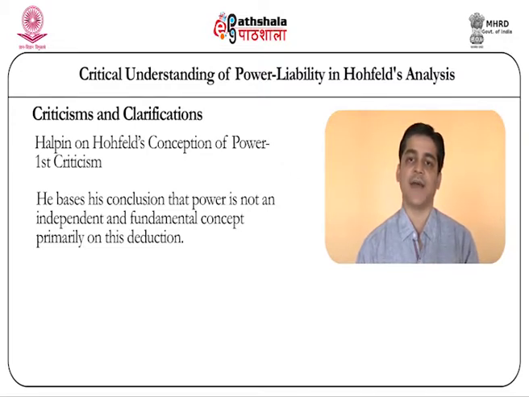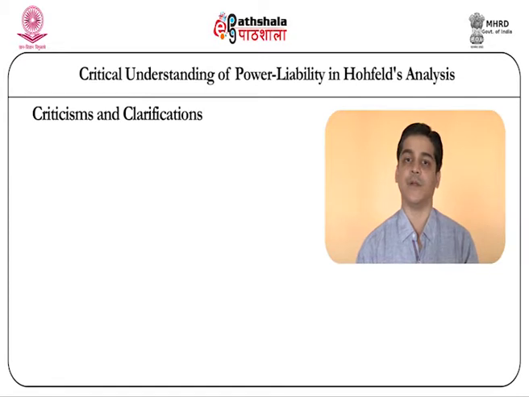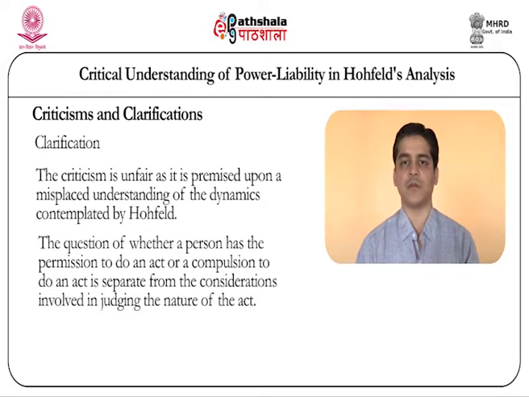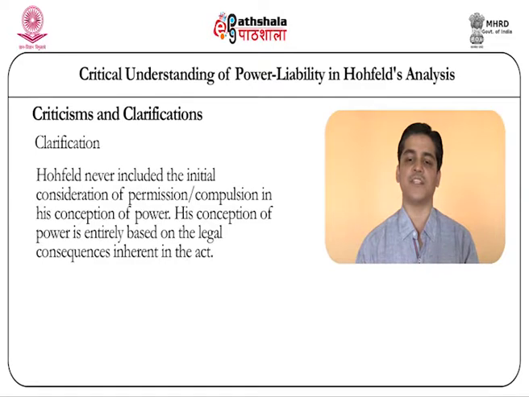Now, his conception is that this first permission by the law, by which A is permitted to post a letter of acceptance, is but a privilege. And if it is a privilege, power cannot be an independent element. This criticism is unfair, because the criticism is based on a misplaced understanding of what Hohfeld means by power. Whether I have a permission to do something or not is not connected with the nature of the act in question. Meaning, whether something is a power or not is dependent on whether it has the potential to alter legal relations or not. Whether a person has the permission to do an act or a compulsion to do an act is separate from the considerations involved in judging the nature of the act.